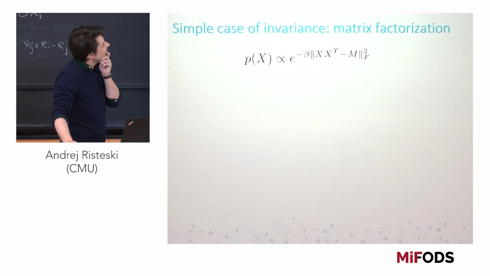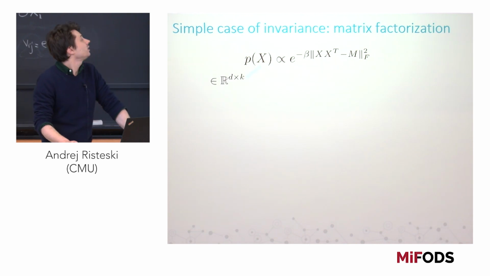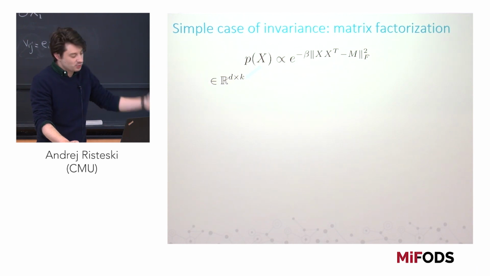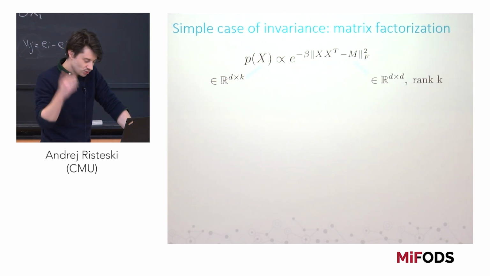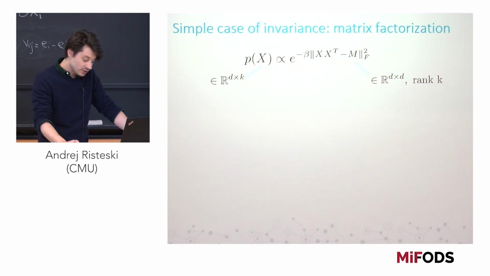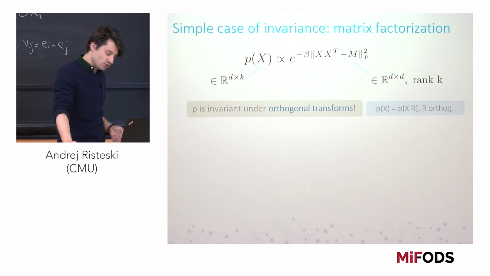So suppose that I look at a distribution which is defined over, let's say, matrices of size d by k, and the distribution has the form that p of x is proportional to e to the minus some scaling factor times the Frobenius norm squared of x x transpose minus m. And let's say, just to make life as easy as possible, this m is some d by d matrix of rank k. So what are the kind of invariances that this distribution captures?